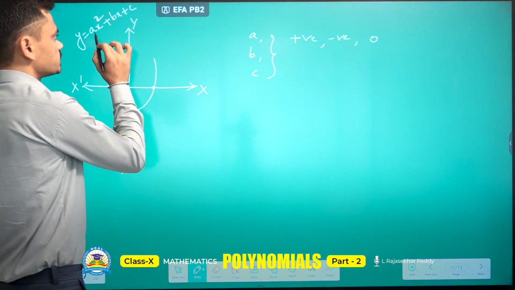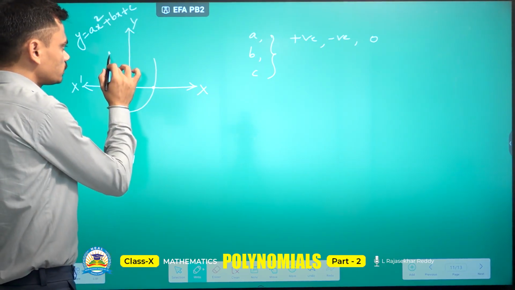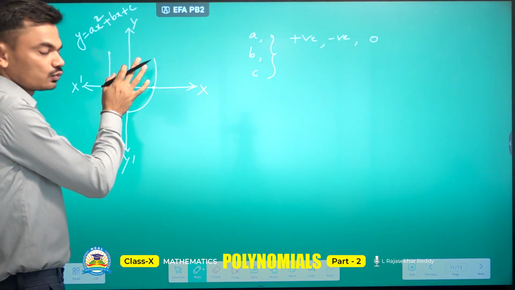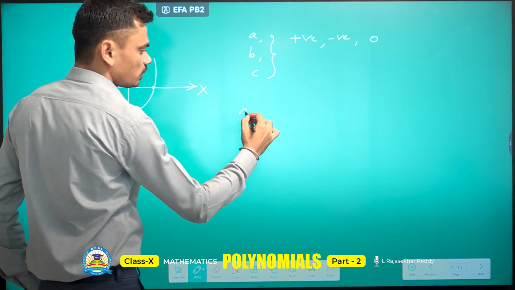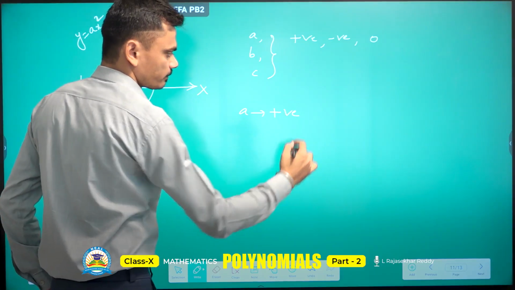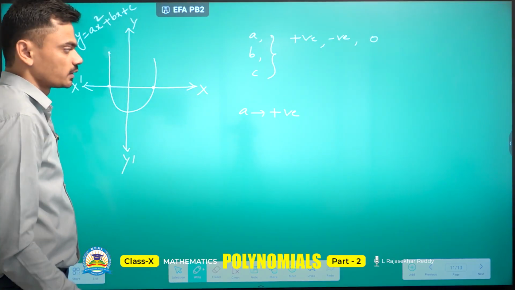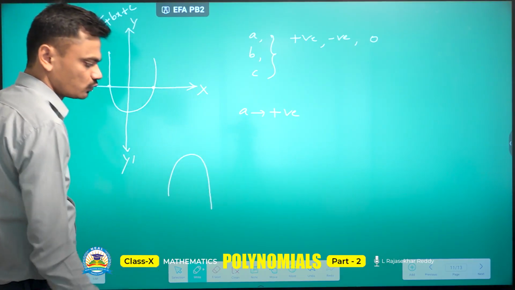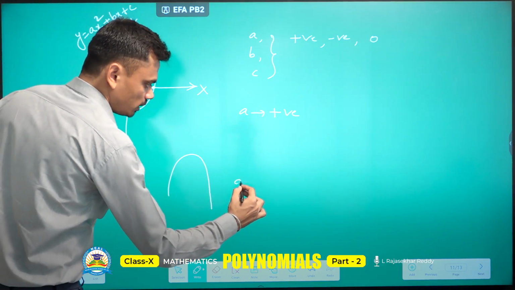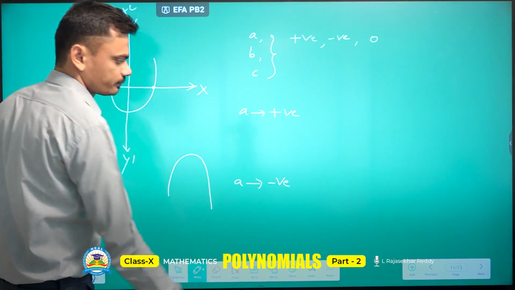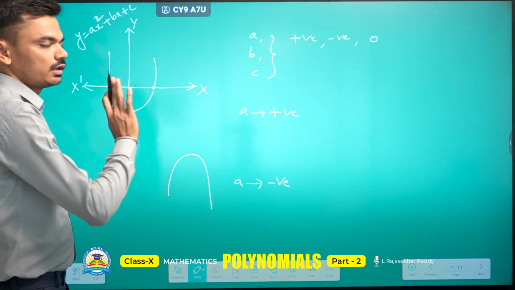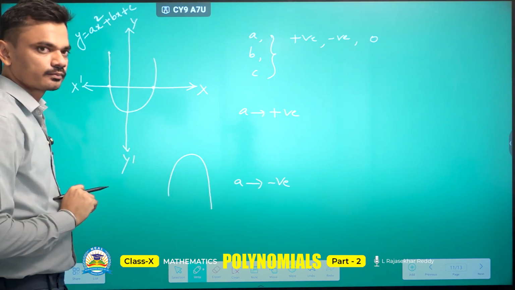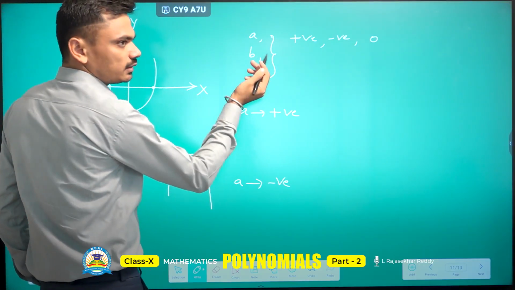See, first let us check A. Whenever the graph opened upwards, the parabola or curve opens upwards, A is always positive. A is always positive. When it opens downwards like this, here A value is negative. Okay, so A value completed. Positive, open upwards positive, open downwards negative. Next, B, let us wait some time.